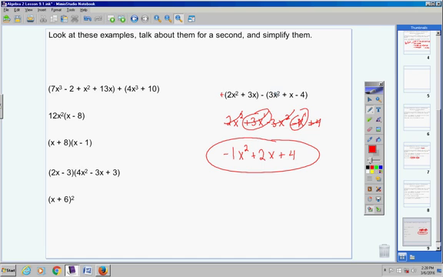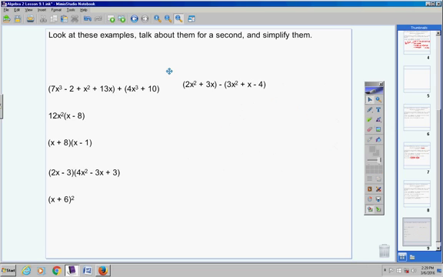So this expression right here, simplified down to this right here. Really not too bad, students, okay? Let's try another problem.